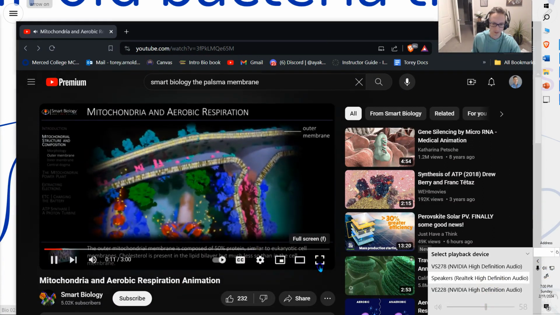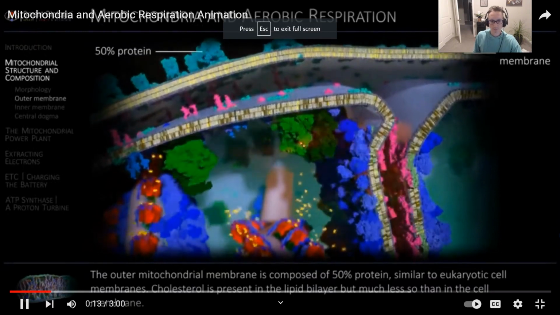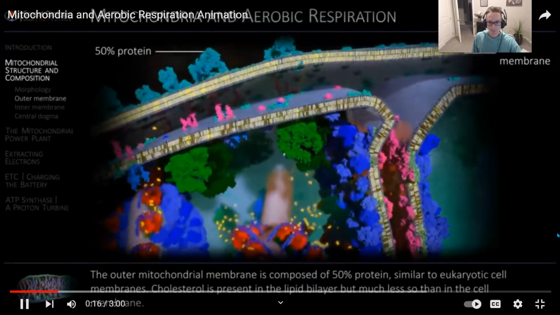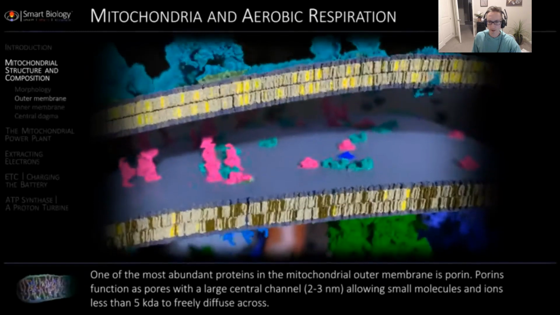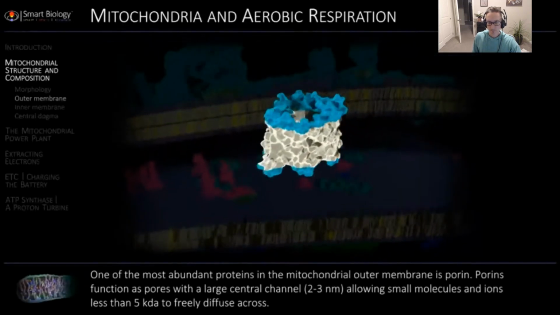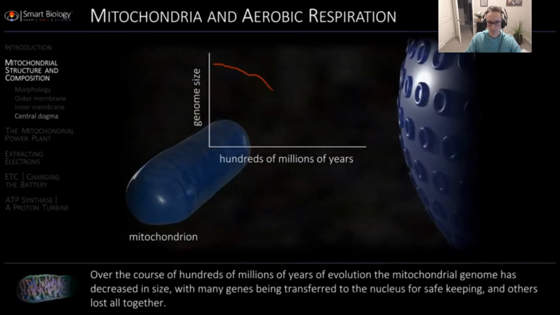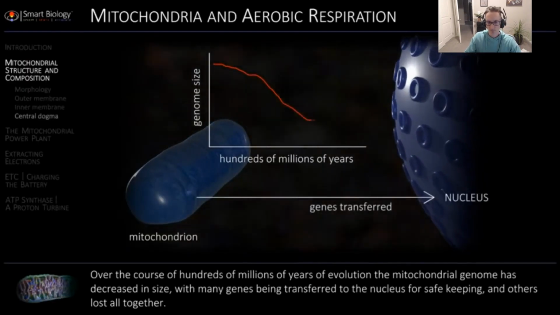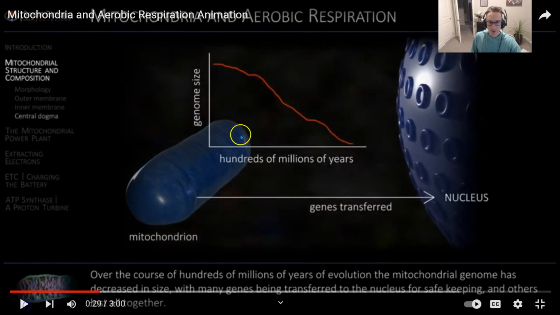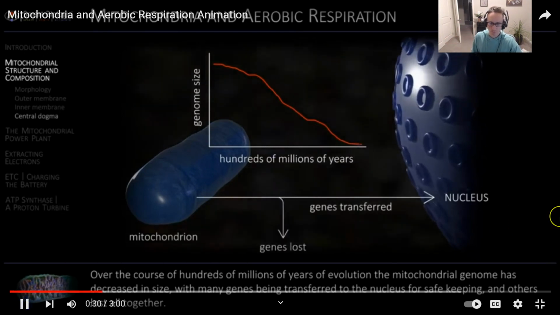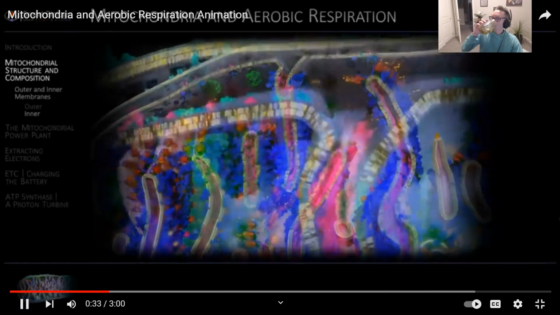Oh, there we go. The outer mitochondrial membrane is composed of 50% protein, similar to eukaryotic cell membranes. This gives you a lot of details. One of the most abundant proteins in the mitochondrial outer membrane is porin, with many genes being transferred to the nucleus for safekeeping.